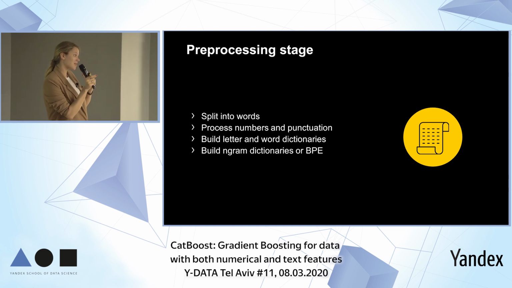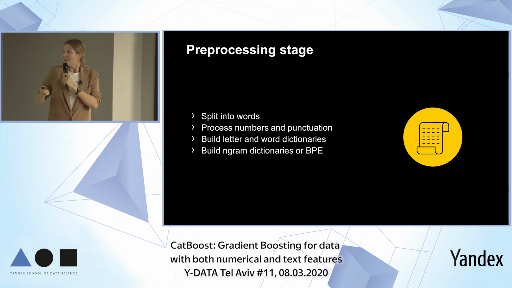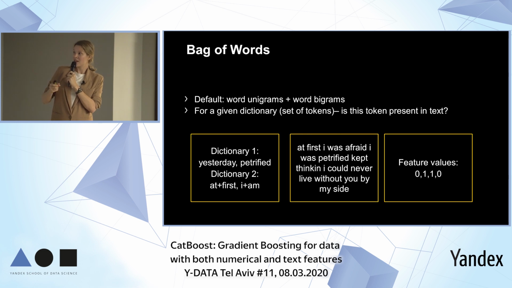You also build bigrams, and if you want, n-grams from them. You can also work on character level, where you are building character n-grams. After that, you have a list of tokens: my words, my bigrams, my character n-grams. And from them, you build numerical features. What are the numerical features?